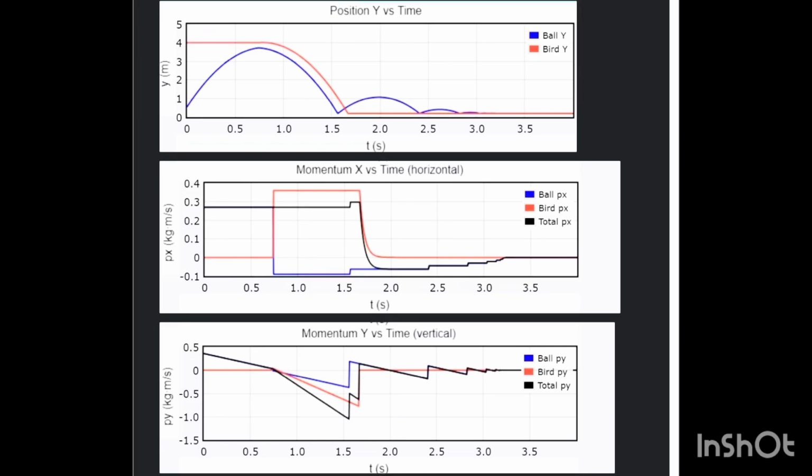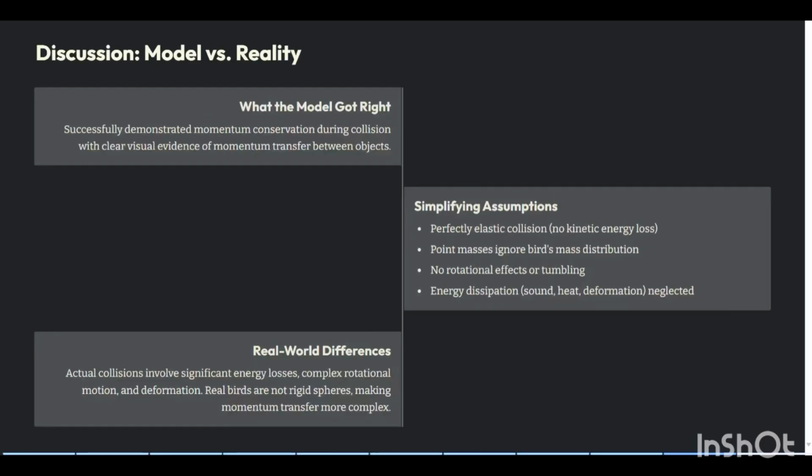In the vertical momentum graph, the total momentum does not stay constant because gravity acts downwards on the system. However, you can still see the transfer of momentum between the ball and the bird during the collision. Overall, the graphs clearly show that momentum is conserved in directions without external forces, and they highlight how momentum is redistributed between the two objects during impact. The model worked as expected, showing momentum conservation during the collision.